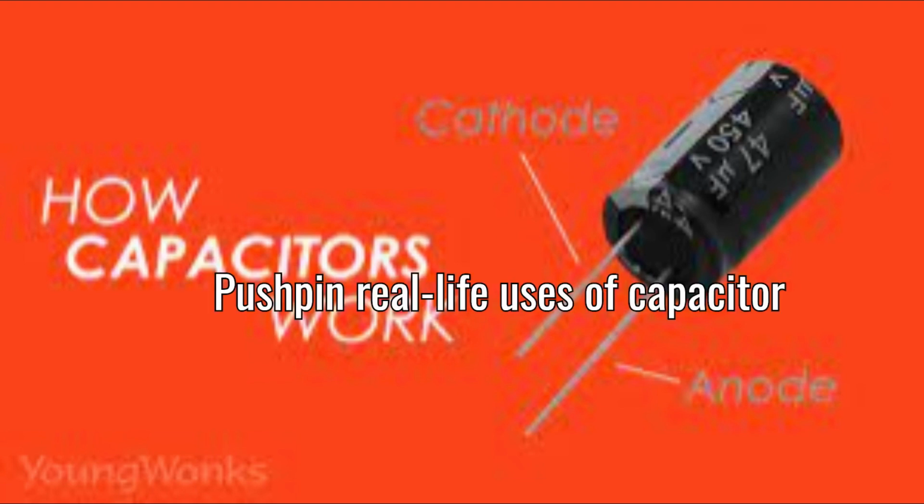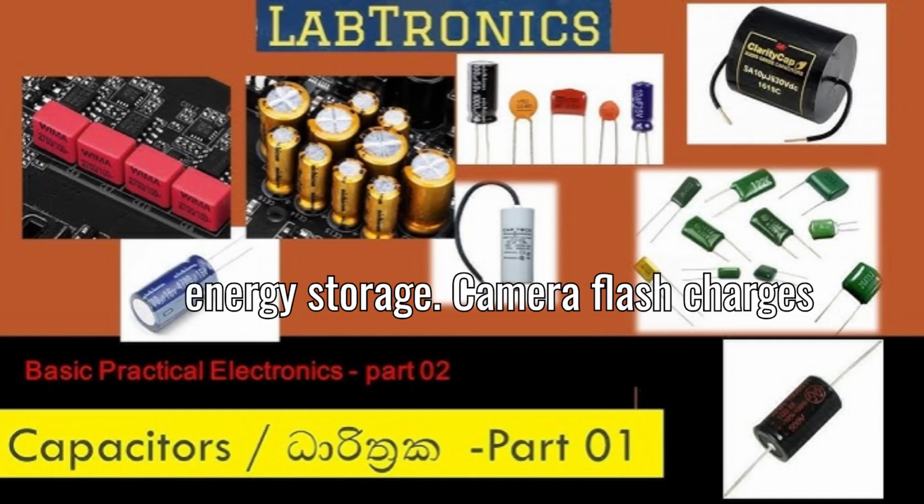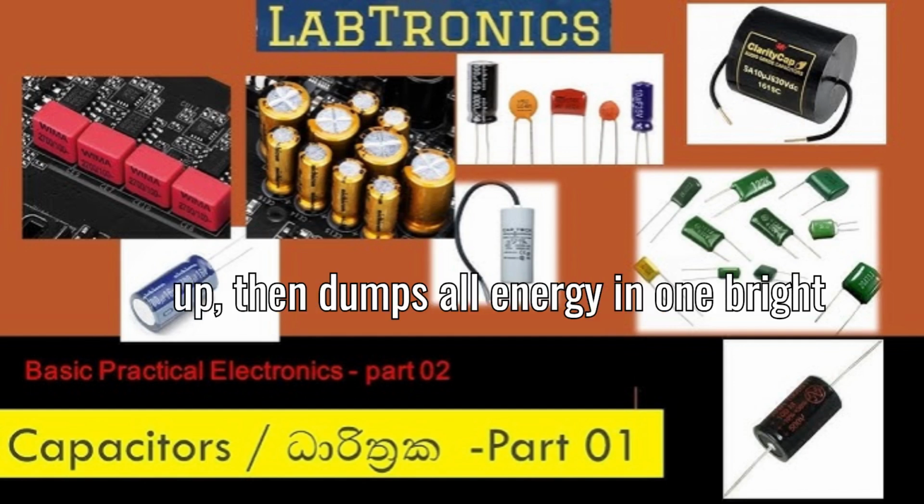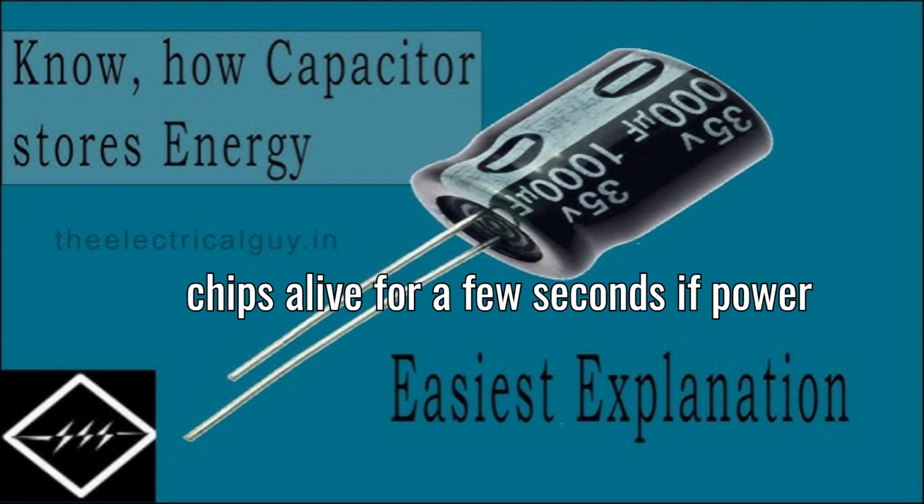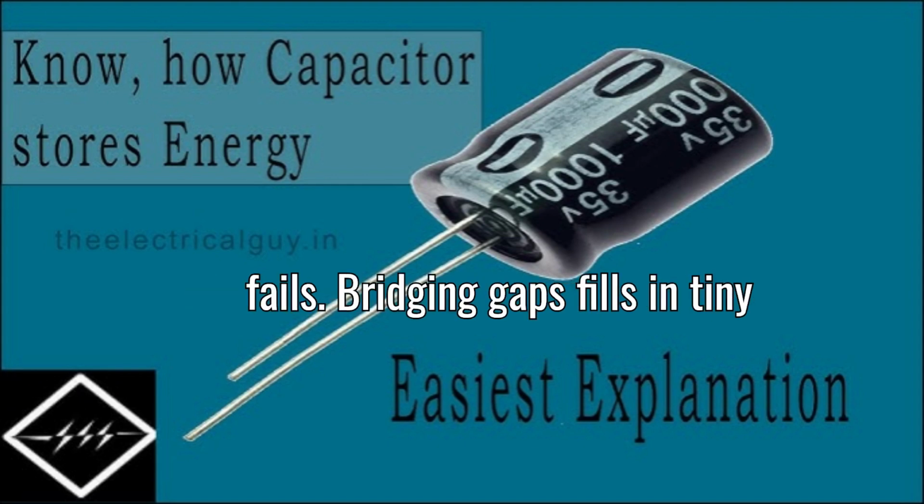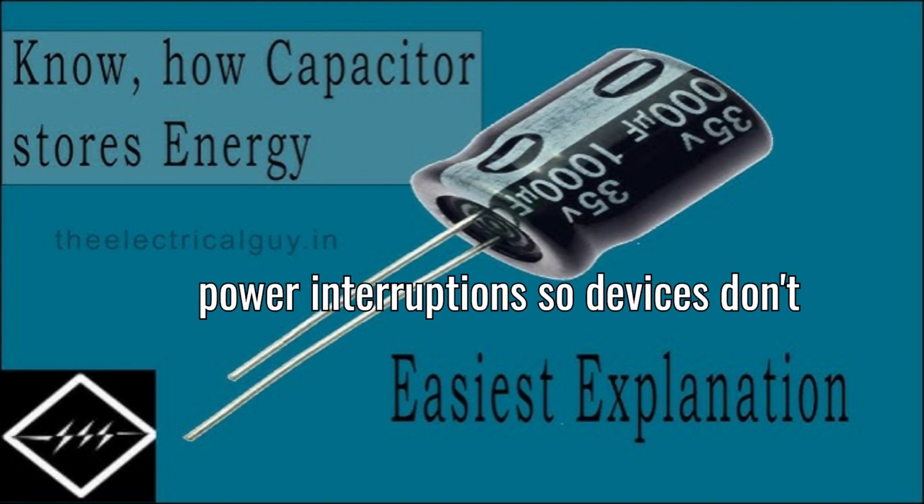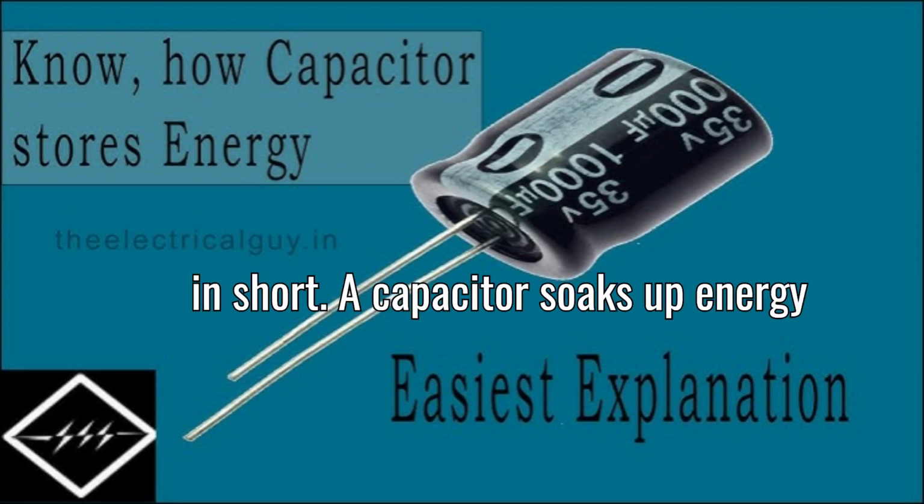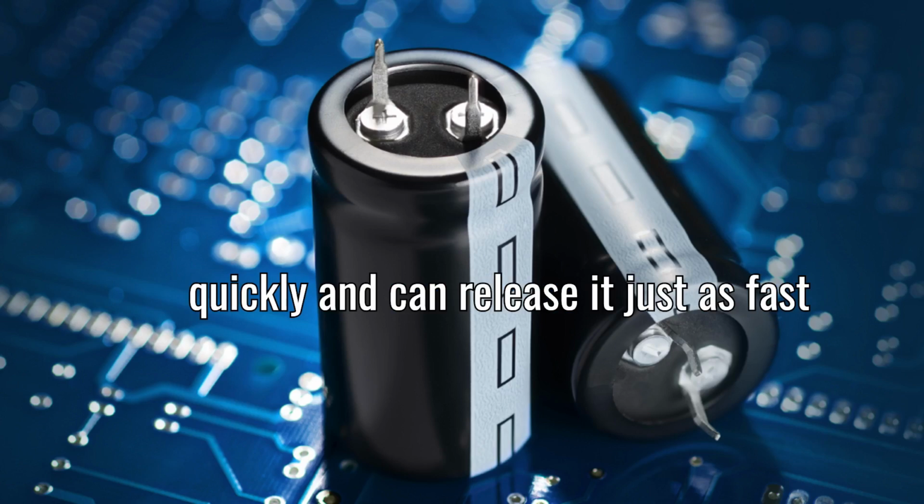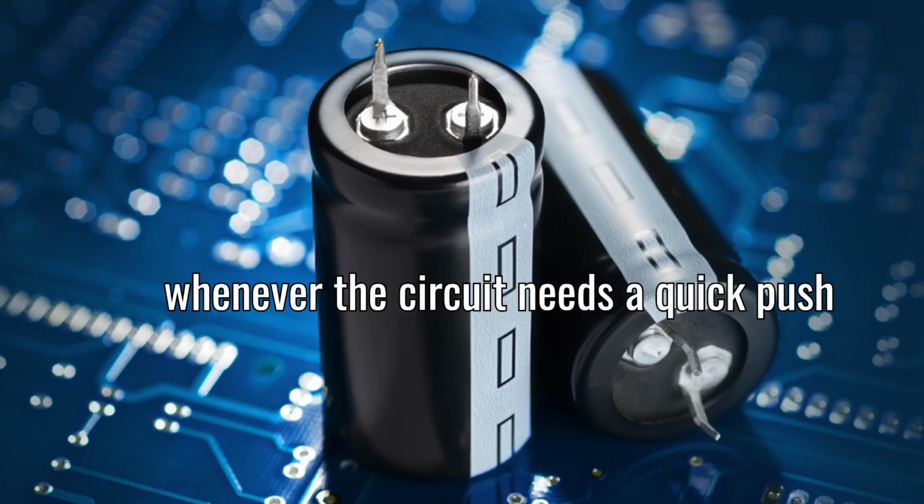Real-life uses of capacitor energy storage. Camera flash charges up, then dumps all energy in one bright burst. Emergency backup keeps memory chips alive for a few seconds if power fails. Bridging gaps fills in tiny power interruptions so devices don't restart. In short, a capacitor soaks up energy quickly and can release it just as fast whenever the circuit needs a quick push of power.